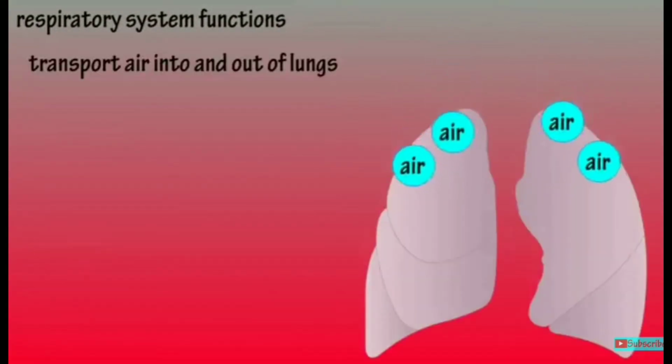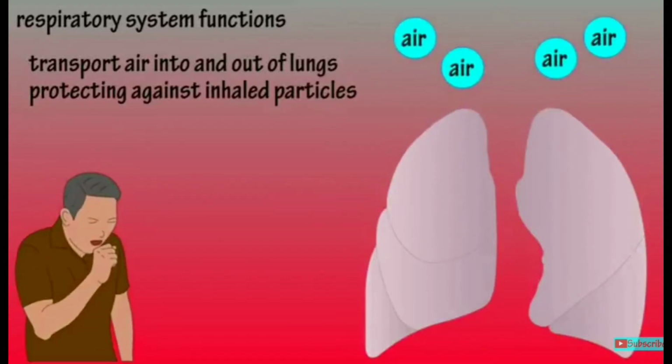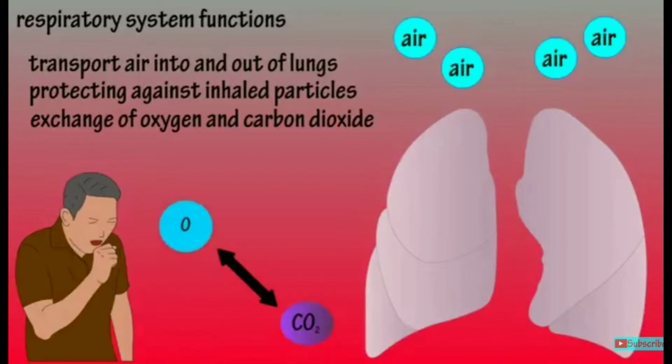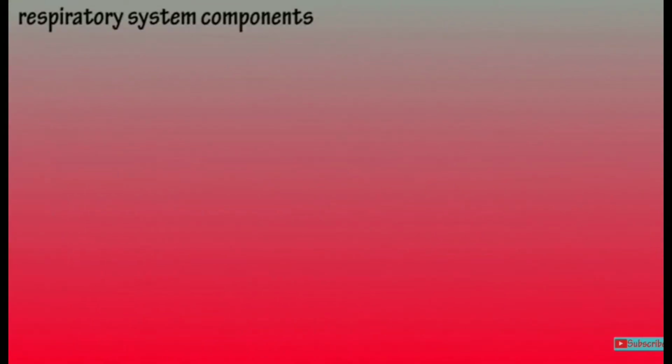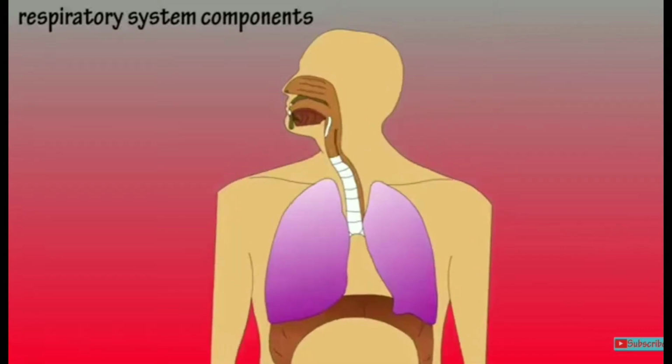The respiratory system's main functions include transporting air into and out of the lungs, protecting the body against harmful particles that are inhaled, and its most important function, the exchange of oxygen and carbon dioxide. So it's basically about breathing. Now let's take a look at a diagram, and we'll go through the respiratory system's main components.